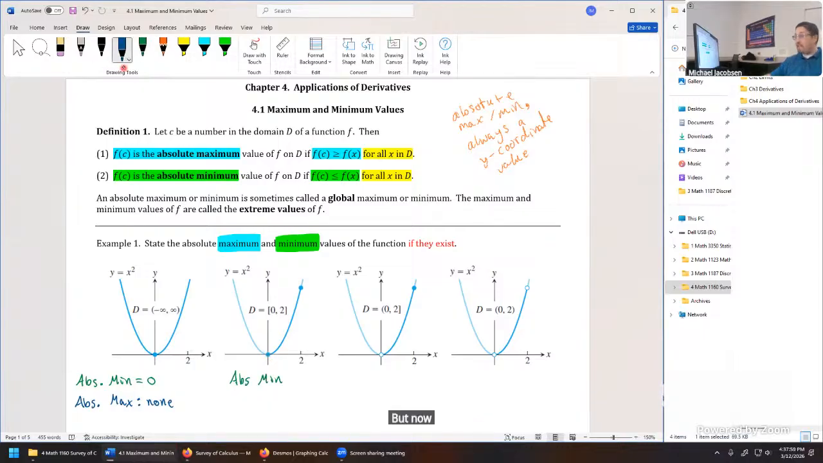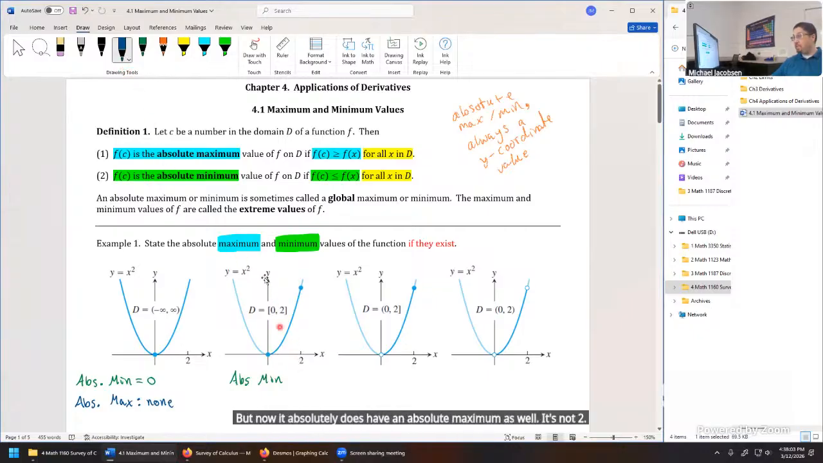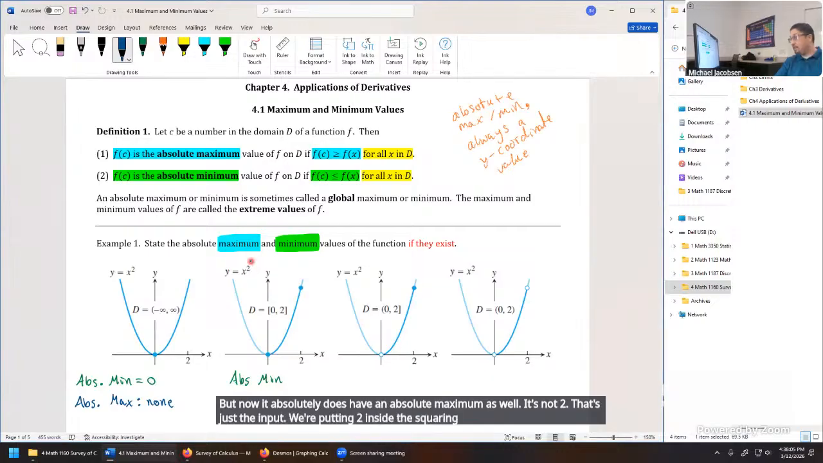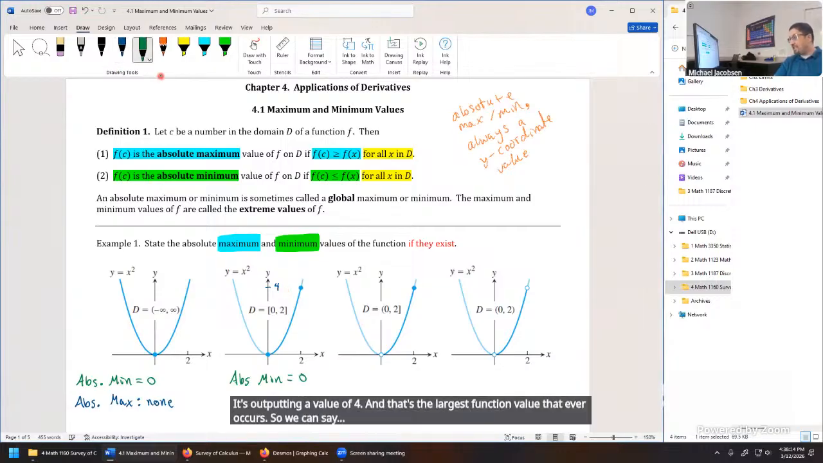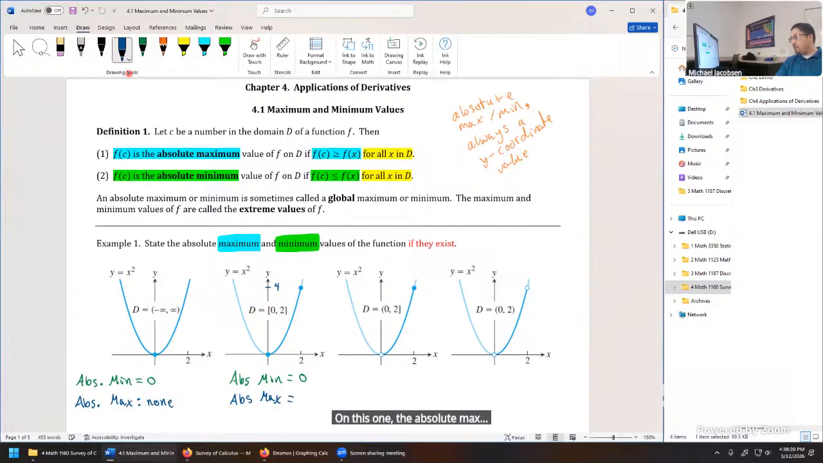But now it absolutely does have an absolute maximum as well. It's not 2, that's just the input. We're putting 2 inside the squaring function. It's outputting a value 4. And that's the largest function value that ever occurs. So we can say, I forgot to plug that in, 0 for absolute minimum. On this one, the absolute max is going to be equal to 4.